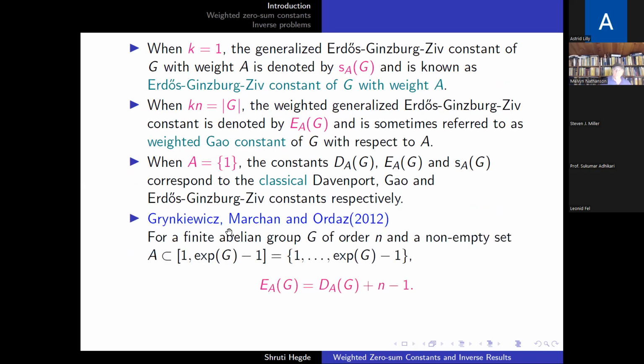In 2012, Grynkiewicz, Marchan, and Ordaz proved that for a finite abelian group G of order n and weight set A, E_A(G) is equal to D_A(G) plus n minus 1. Now, because of this relation, it is sufficient to determine D_A(G). We will get the value of E_A(G) immediately. So in this talk also, we will be determining D_A(G) and s_A(G). So this we will get by this relation. And in the case of cyclic groups, s_A(Z_n) will be equal to E_A(Z_n). So it is sufficient to determine D_A(Z_n) only.